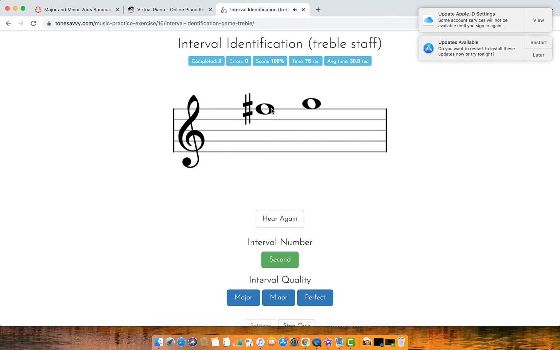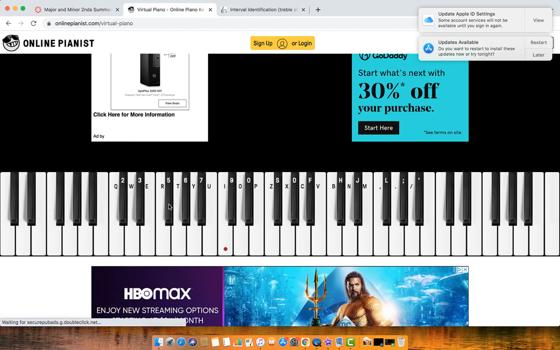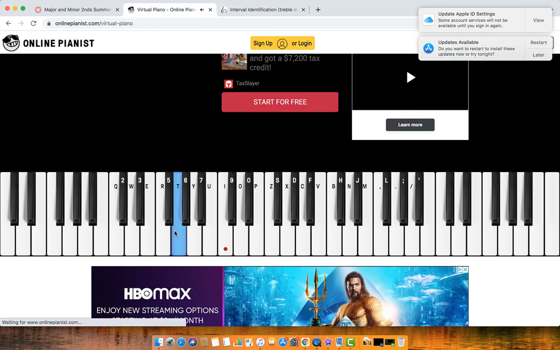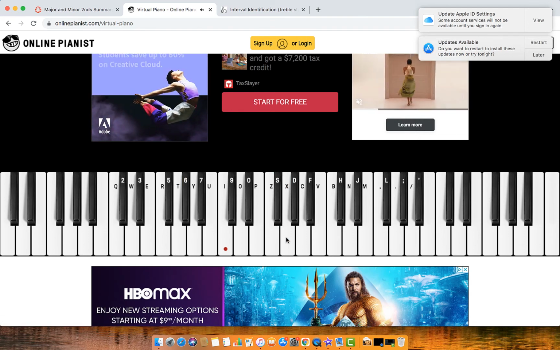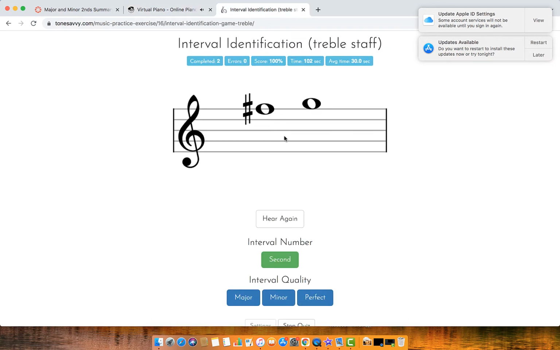So not only should we hear that half step, but can you recognize it? F sharp, G, minor second. F sharp, G is a minor second, no matter what octave you play it in. Okay, so that is a minor second.